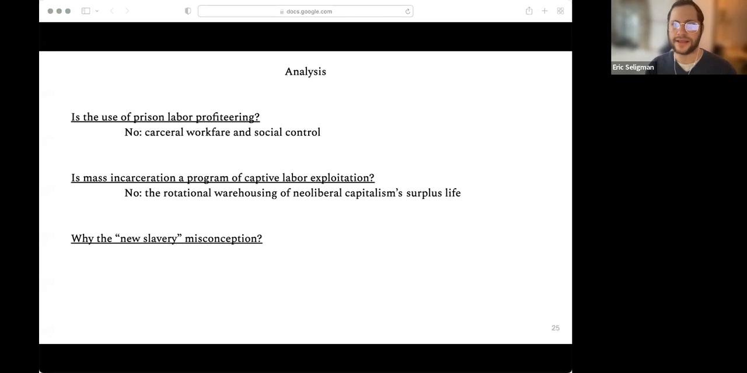And our closing analysis. So first, beginning with the prison labor that does occur, before zooming out to consider the implications for understanding mass incarceration more broadly, is the use of prison labor profiteering? Our answer is no, it's not. It's infrequently done for private corporations, it's work done for the state, and it's better understood as carceral workfare, or work obligations to the state in exchange for the carceral welfare of room and board in prisons. And prison labor is also better understood to have a central purpose of contributing to the prison system of social control and discipline.